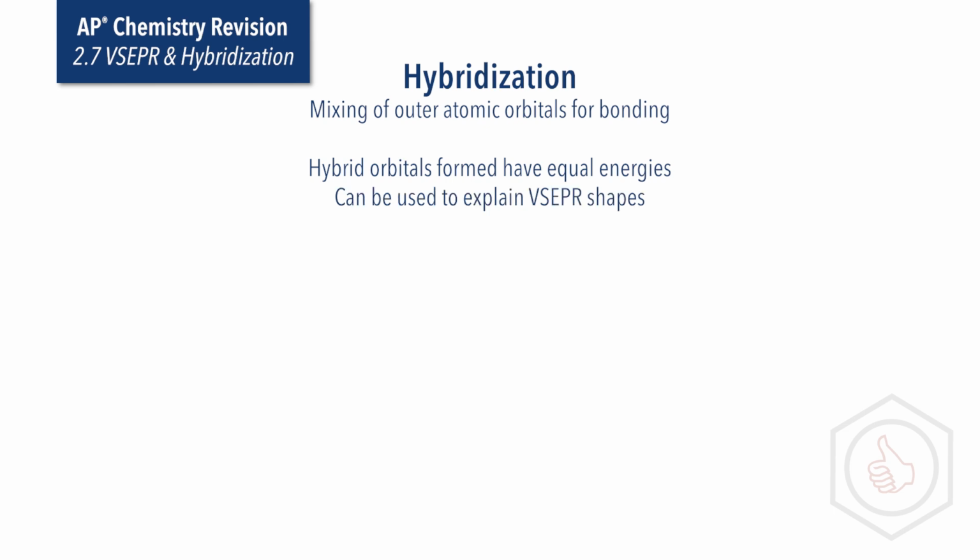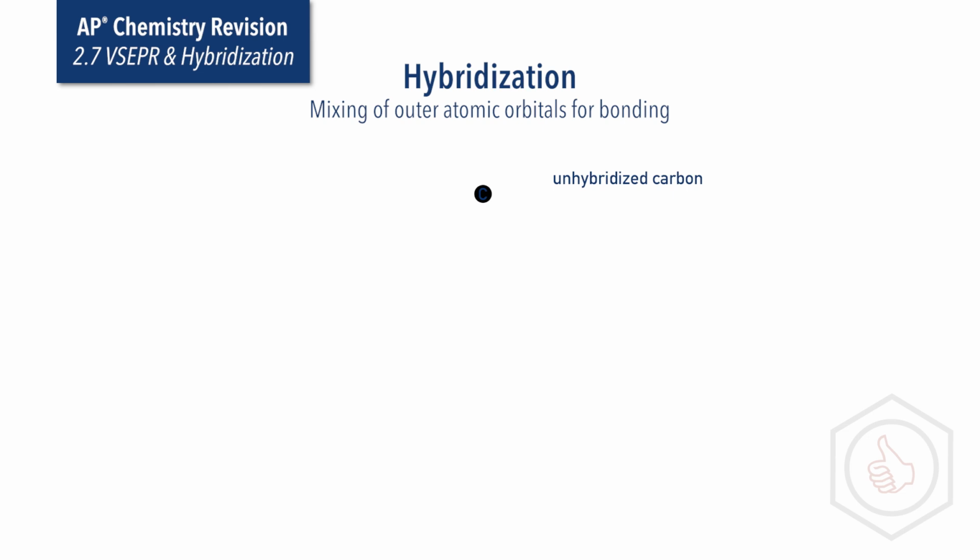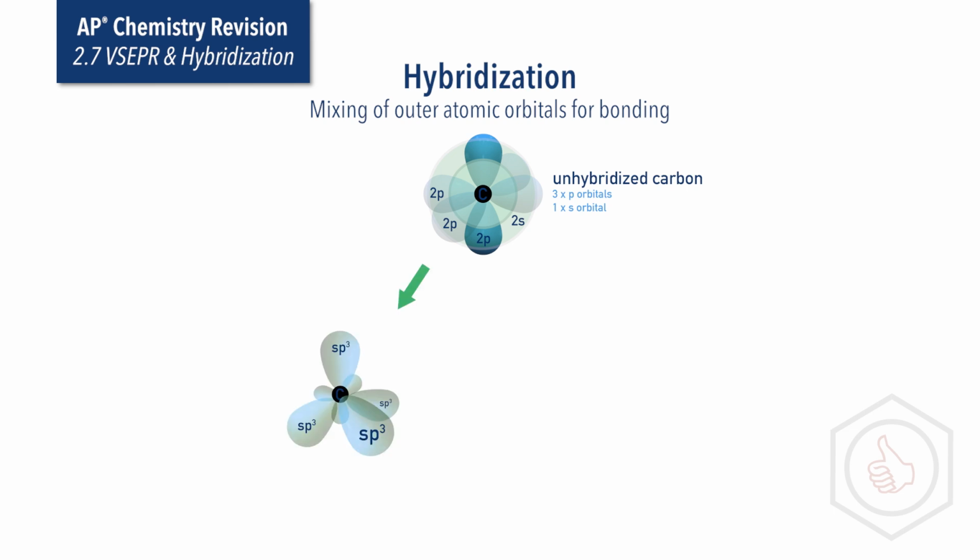For example, when carbon forms bonds to other atoms, the outer s and p orbitals can hybridize and merge together. If the s and 3p orbitals all merge, then 4 new hybrid orbitals get formed, which are called sp3 hybrid orbitals. sp3 because they were formed from 1s and 3p orbitals. The new sp3 hybrid orbitals have a tetrahedral geometry and an angle of 109.5 degrees between them.